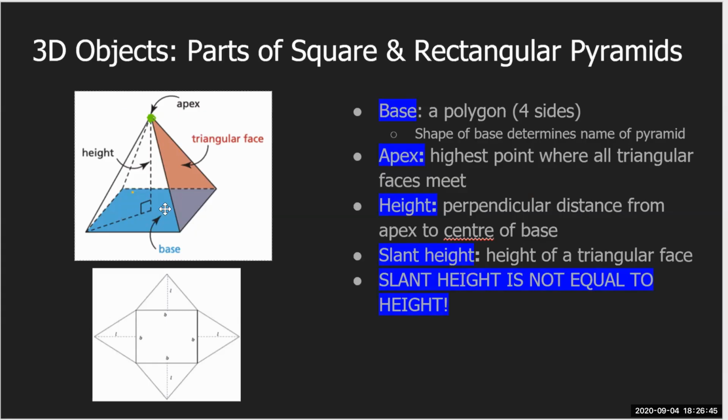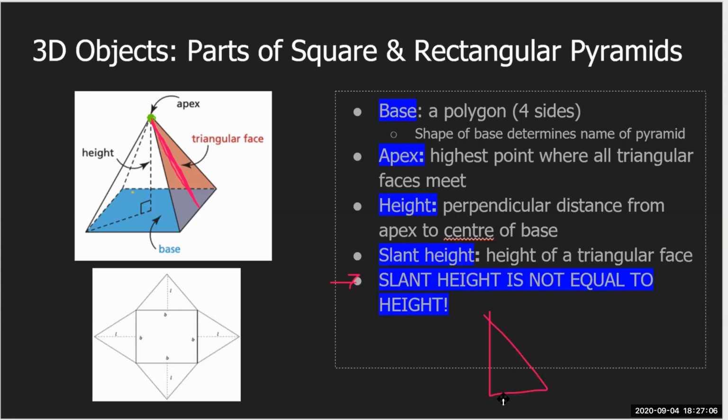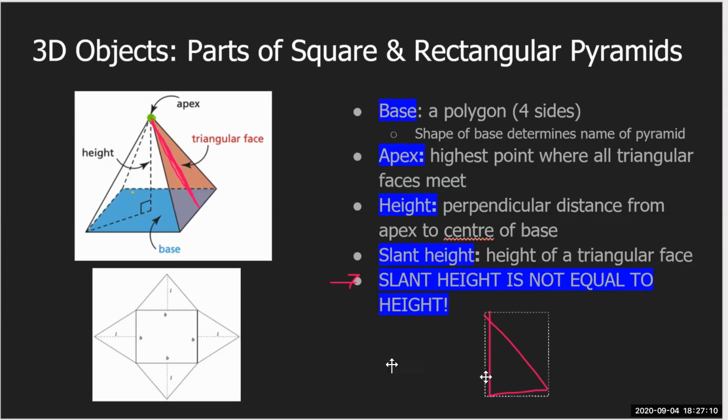Now, there's something really important that you have to remember. This height is not the same as this height. This height is called the slant height, and it's the height of the triangle. But this height is the height of the pyramid. If we drew out a right triangle in the bottom, you could see that the slant height is actually longer than the actual height of the pyramid.